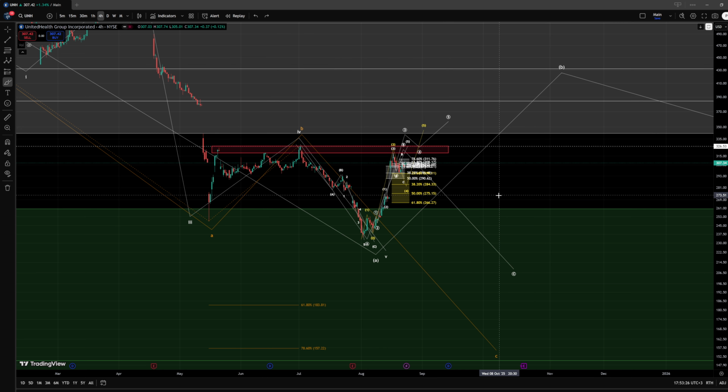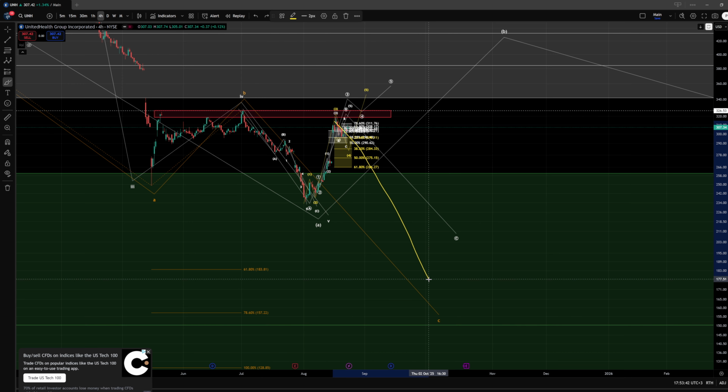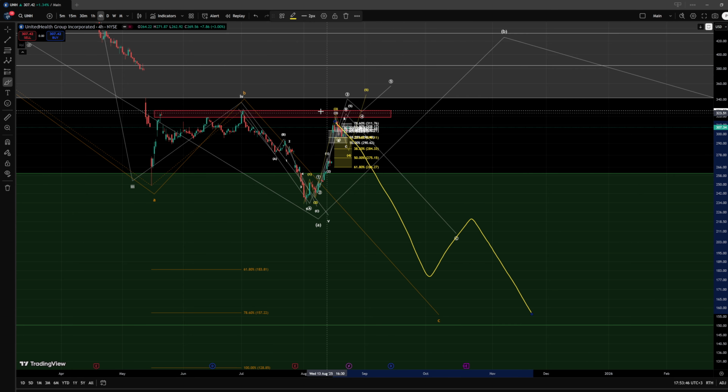So we would still know if we are developing the white scenario or the orange scenario, because then this movement to the downside would end with one single 5 wave move, whereas in the orange scenario we would be looking for this movement and then a correction and then another movement to the downside to actually complete it.